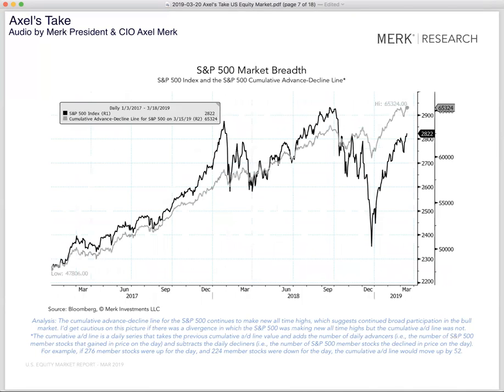Market breadth looks just fine. The gray line here is the cumulative advance-decline line, taking the advancing stocks and declining stocks in the S&P 500, and so that looks reasonably healthy.